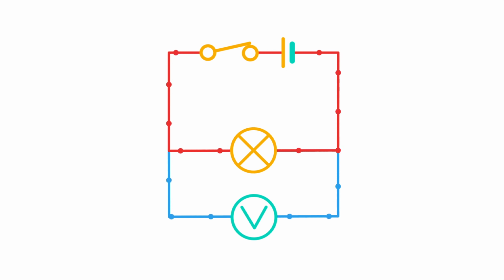Voltmeters are always connected in parallel when added to a circuit. In this diagram, the voltmeter is measuring the voltage across the lamp.